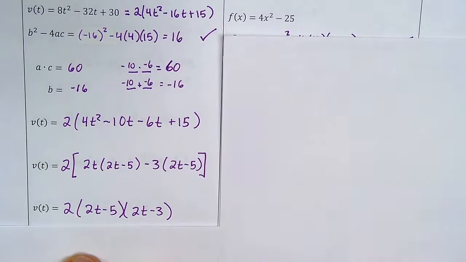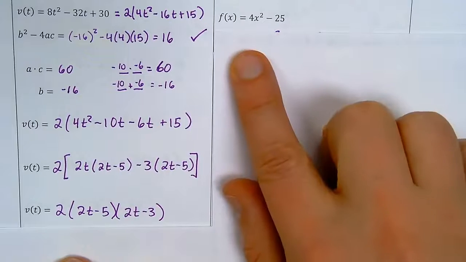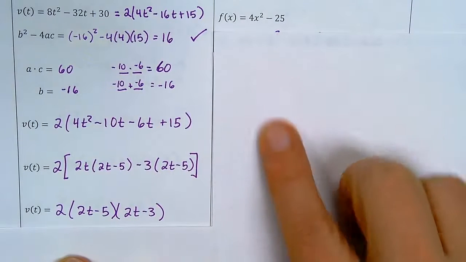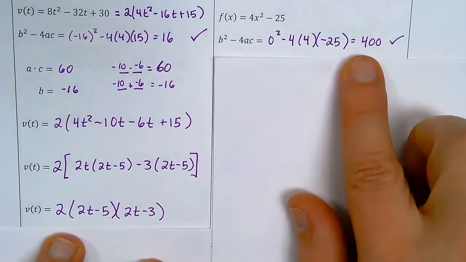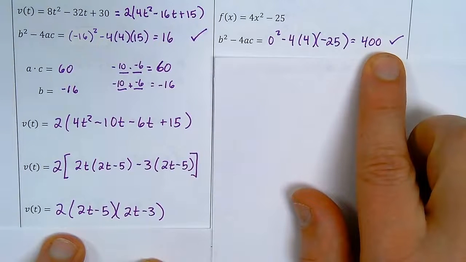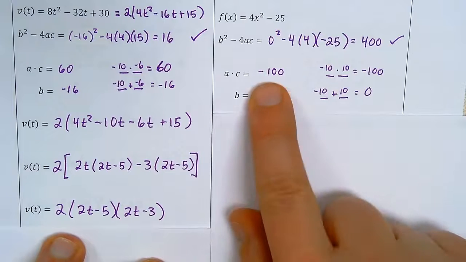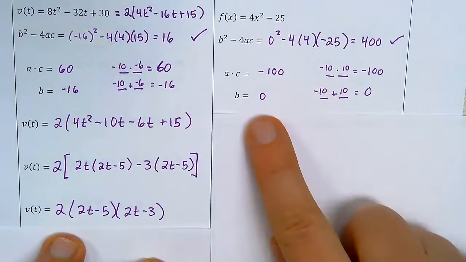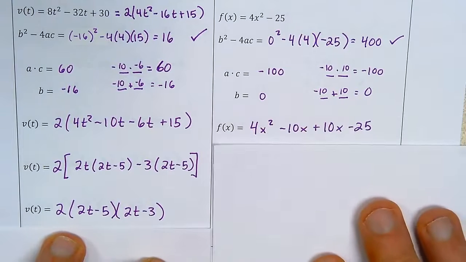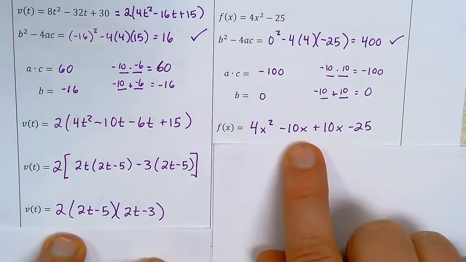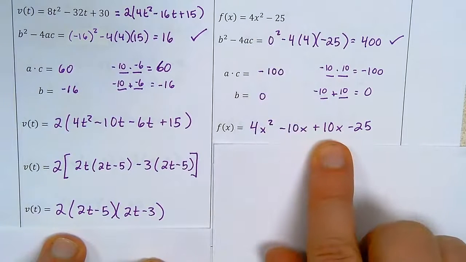This is a difference of squares, and I'm going to show you the difference of squares method after I show you the AC method on this. So the AC method, first we check the discriminant, it's a perfect square, so the expression can be factored. We need numbers that multiply to negative 100 and add up to 0. So that's negative 10 and positive 10. So we'll split that middle term, which is 0x, into the two terms, negative 10x and positive 10x.